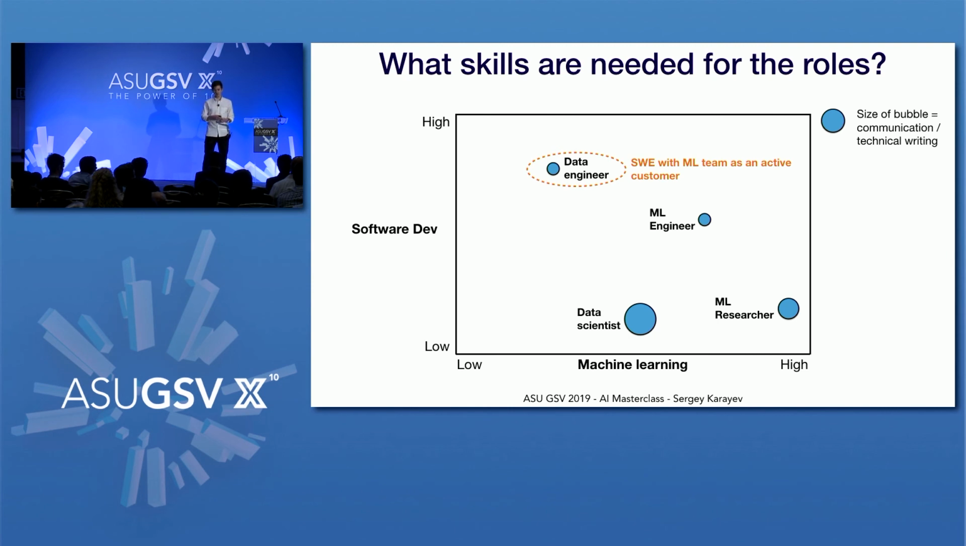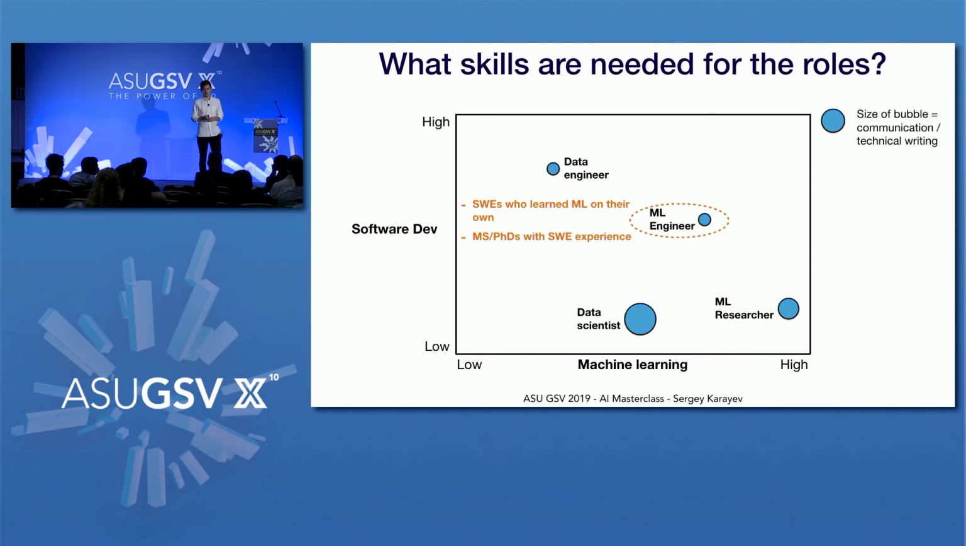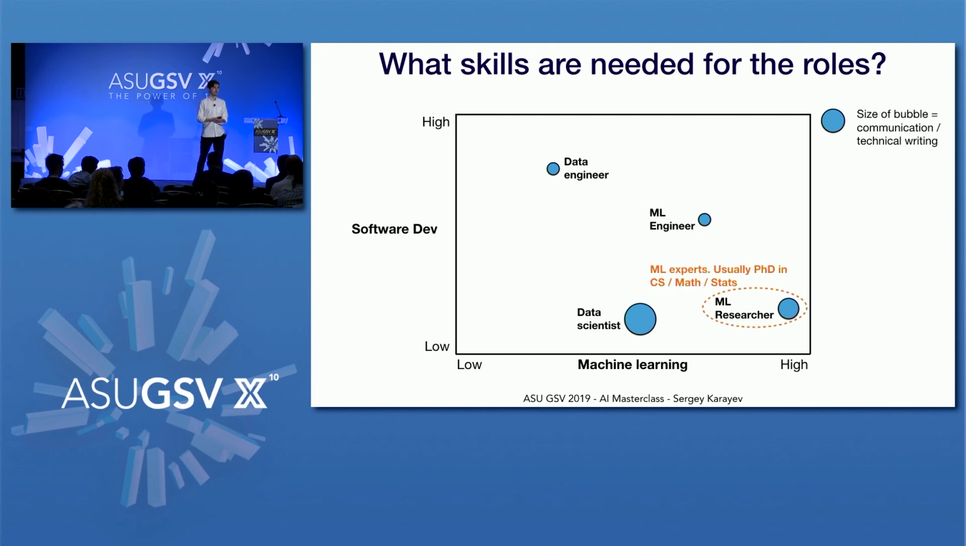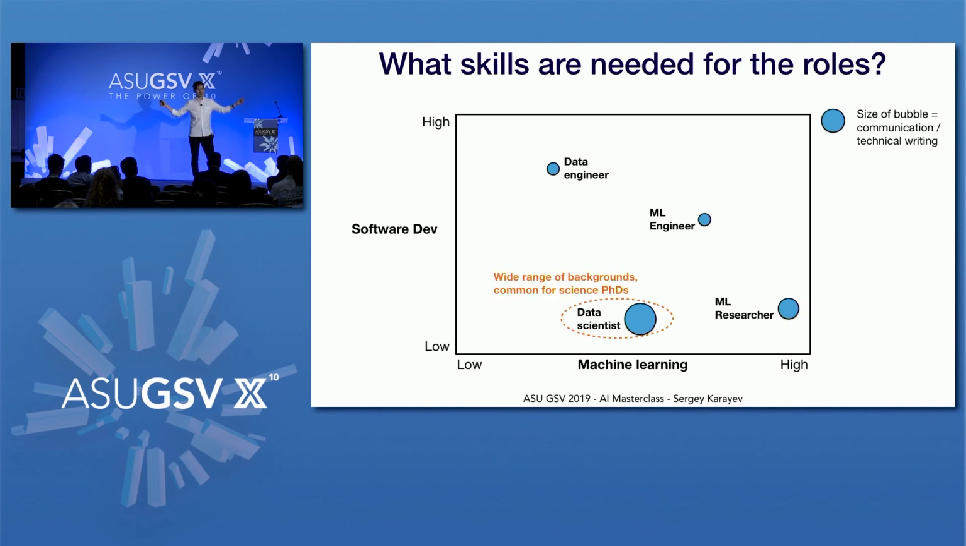A data engineer could be a software engineer with just a machine learning interest. A machine learning engineer is usually someone who's taking courses in machine learning, or maybe a grad student that wants to do software engineering. A machine learning researcher is super hard to hire. There's an AI talent gap, but it's usually a PhD in the relevant subject that you're working on. And then a data scientist can come from a wide range of backgrounds.